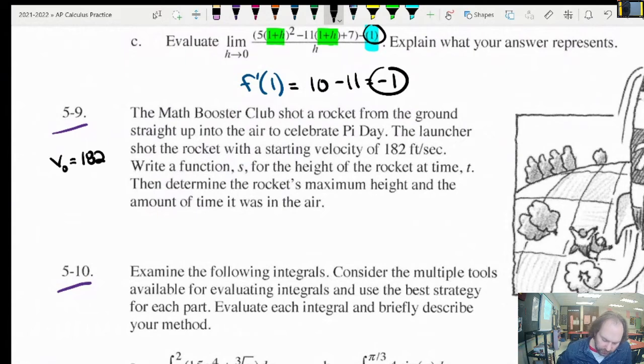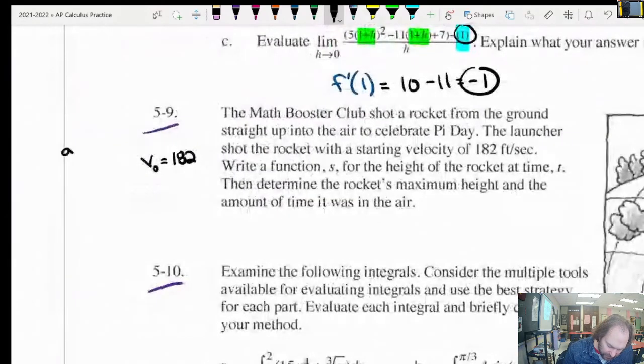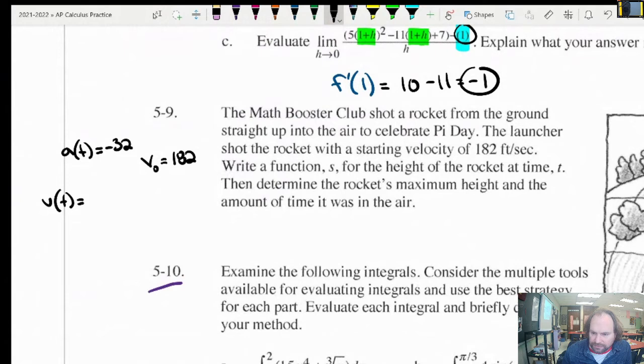This question is really easy if you know a couple basic facts about physics. A of t, or the acceleration on Earth, is always negative 32. And not negative 32x or anything. It's always just negative 32. Which means that your antiderivative, if you want to go back in time and take the derivative of that, it's going to be negative 16. Let's see if I get this right here. No, it's negative 32t. But it's also a plus c, because we don't know what that constant is.